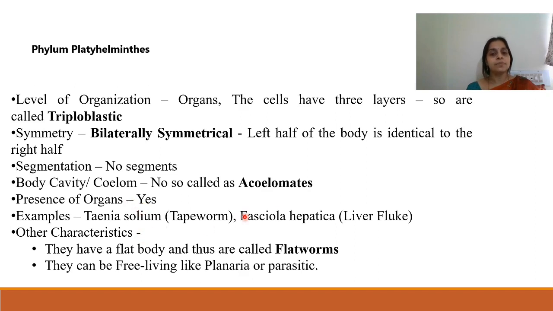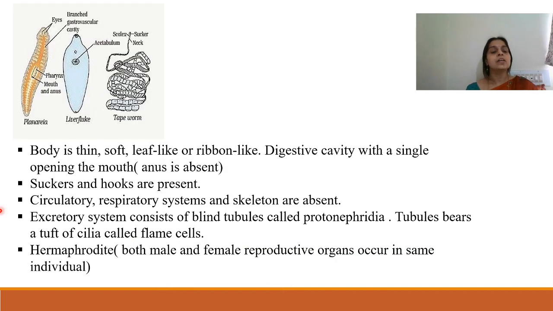Examples are tapeworm and liver fluke. Coming to the other features, they have a flat body, hence they are called flatworms. They can be free living like planaria, or parasitic like liver fluke. The body is very thin, soft, leaf-like or ribbon-like. The digestive cavity has a single opening, the mouth, and the anus is absent. Suckers and hooks are present in some of the organisms.